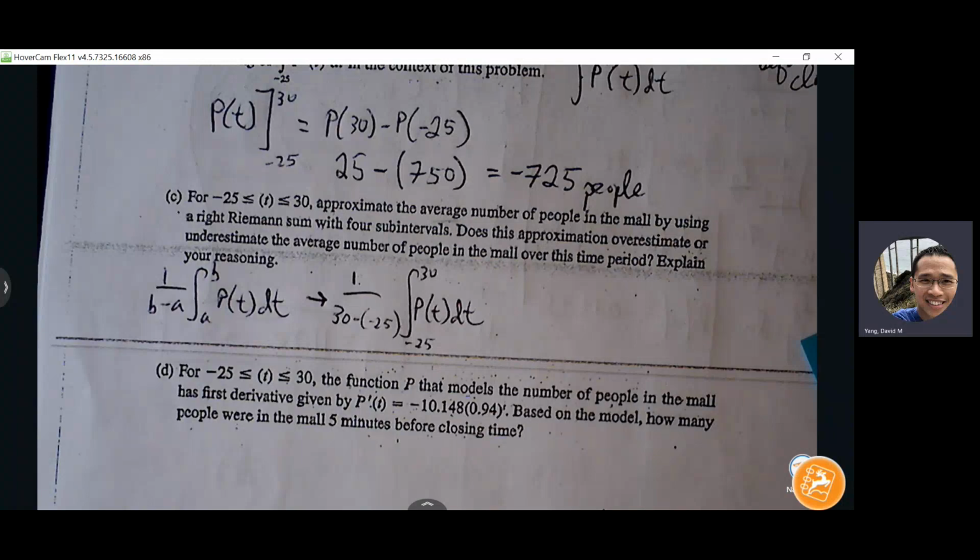Right, because P prime is this. So the definite integral of P prime is going to tell me the change in number of people in that 10-minute period, which is negative.